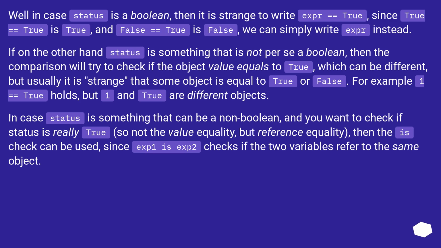In case status is something that can be a non-boolean, and you want to check if status is really True, so not the value equality but reference equality, then the is check can be used, since exp1 is exp2 checks if the two variables refer to the same object.